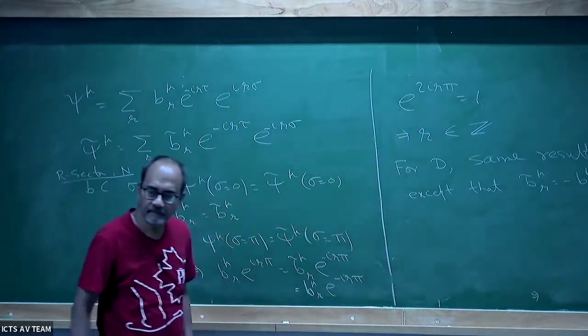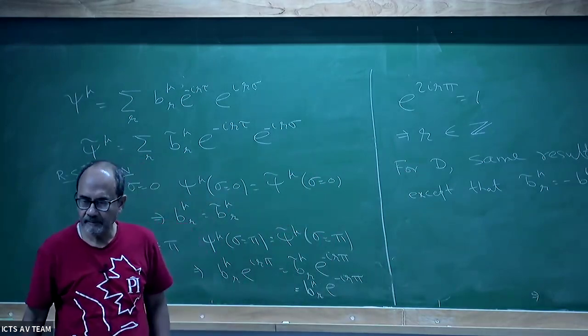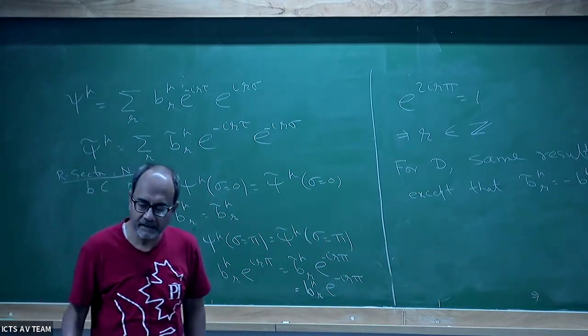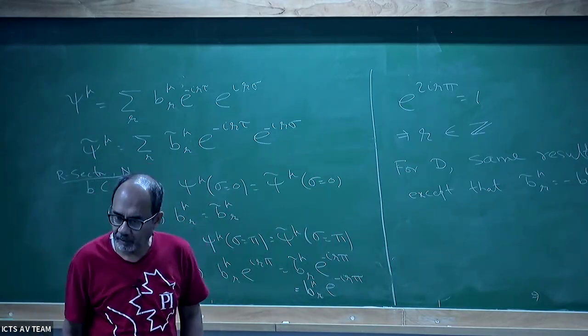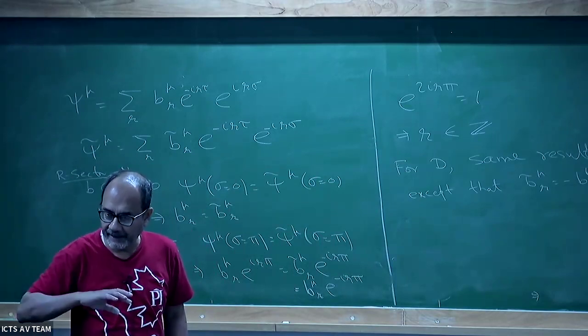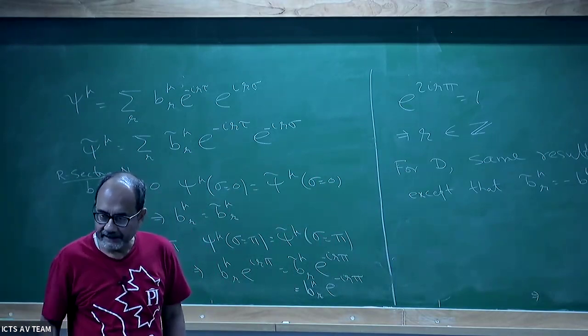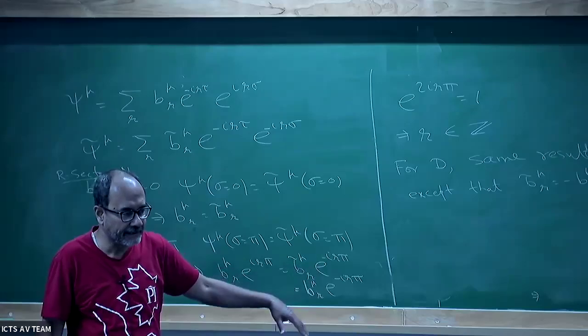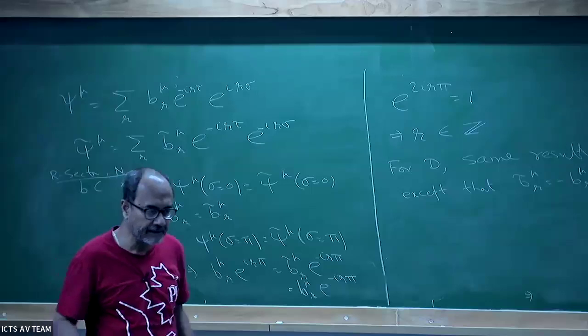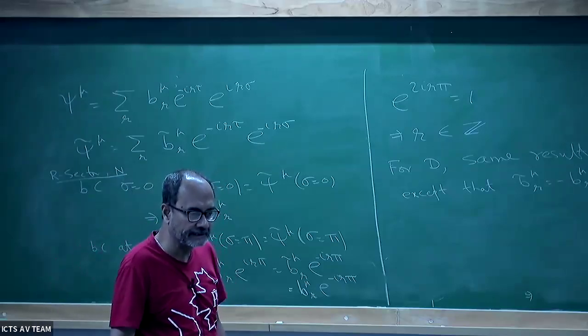r has to be an integer, and that is why you call this sector Ramond. A priori, Ramond and NS for the closed string are different compared to Ramond and NS for the open string; there are two sectors. And because this r is coming out to be an integer, we call this Ramond.